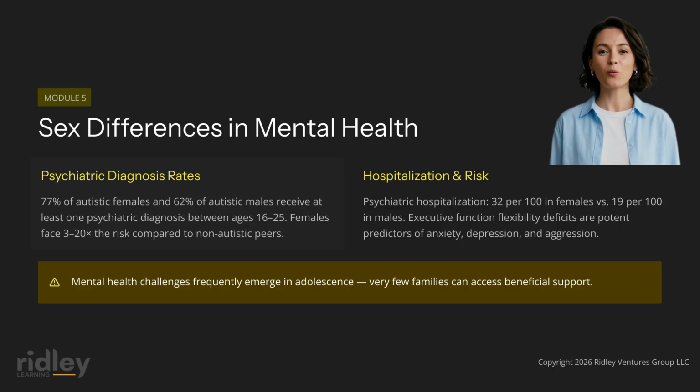Mental health challenges frequently emerge or escalate in adolescence. Adolescent onset or worsening mental health difficulties are reported by most families of autistic teenagers, with very few able to access beneficial professional support. This pattern is consistent with the broader service cliff that we'll discuss in detail in Module 7.